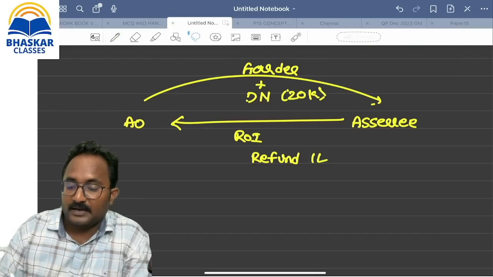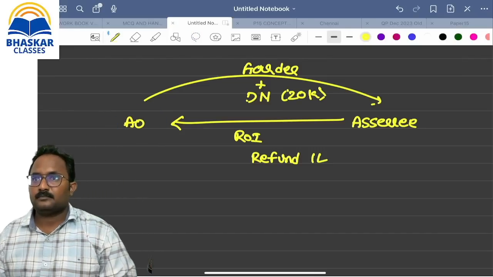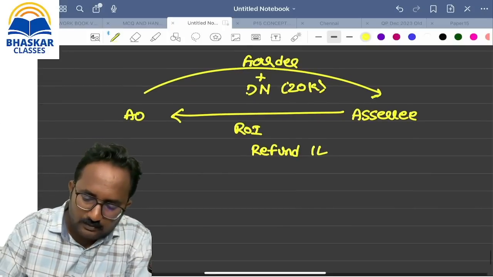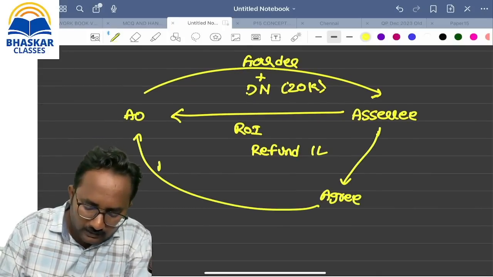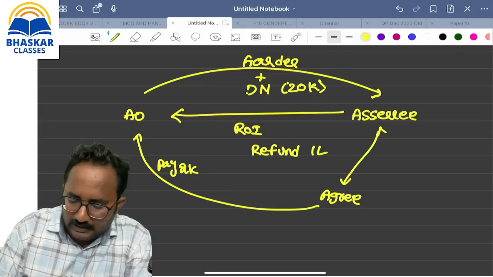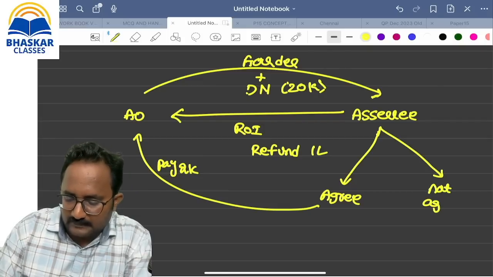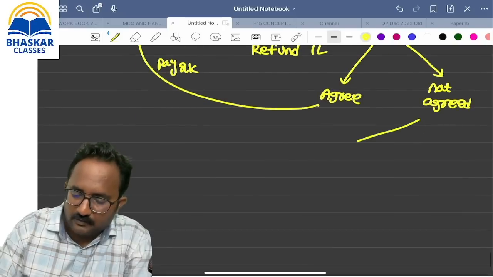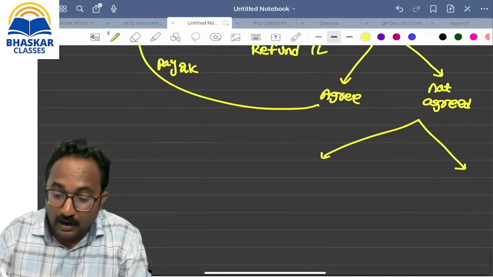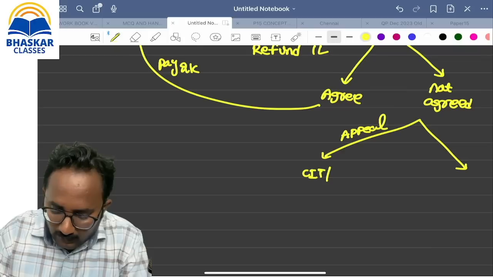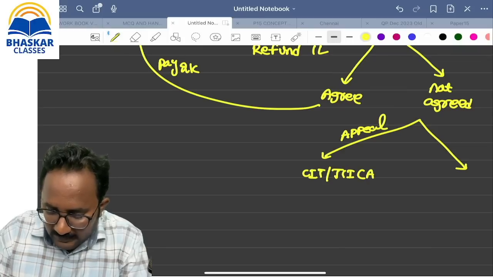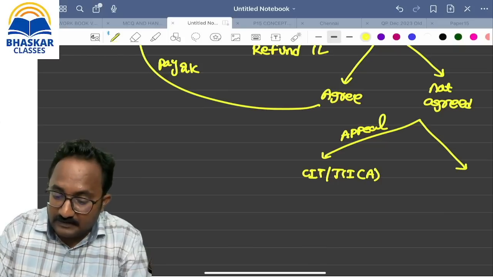Now SSC has how many options, ma? 2 options. Okay, 2 options, I will tell you. If you agree with the assessment, what you need to do, ma? You have to pay 20,000. If you are not agreed with the assessment, then now you have 2 chances, ma. First, remember, you have to make an appeal to whom, ma? You have to make an appeal to CIT or JCIT appeals within how many days, ma? 30 days. First, I will give this chance, ma.